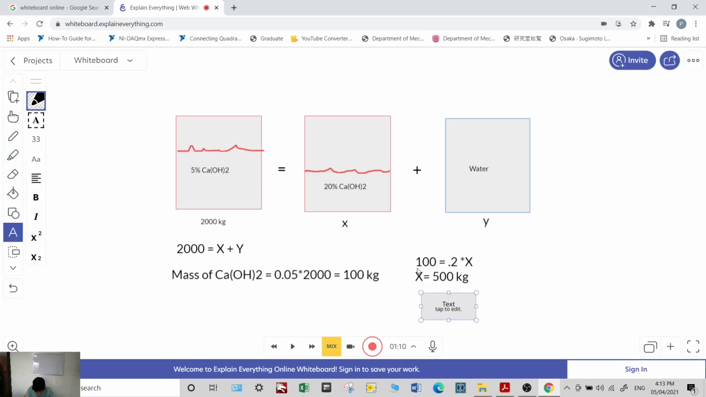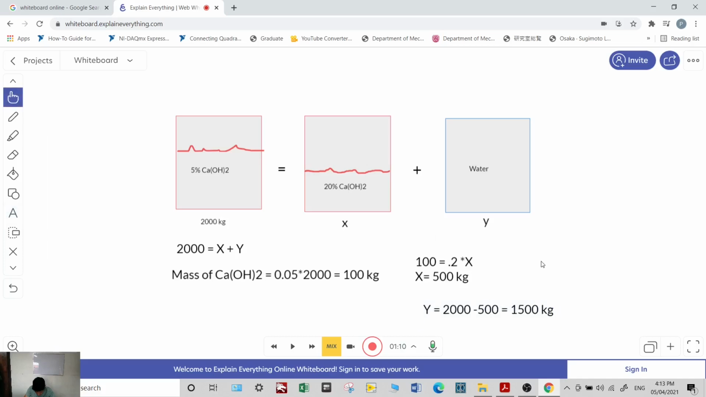y is just 2,000 minus 500, which is equal to 1,500 kilograms. Okay, so you now have the components, no?